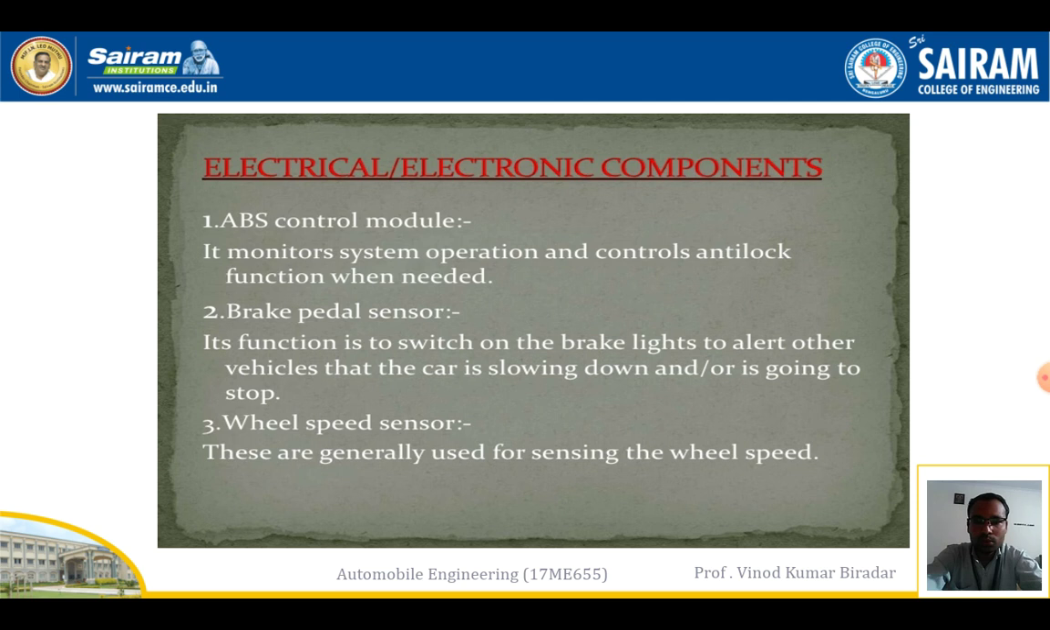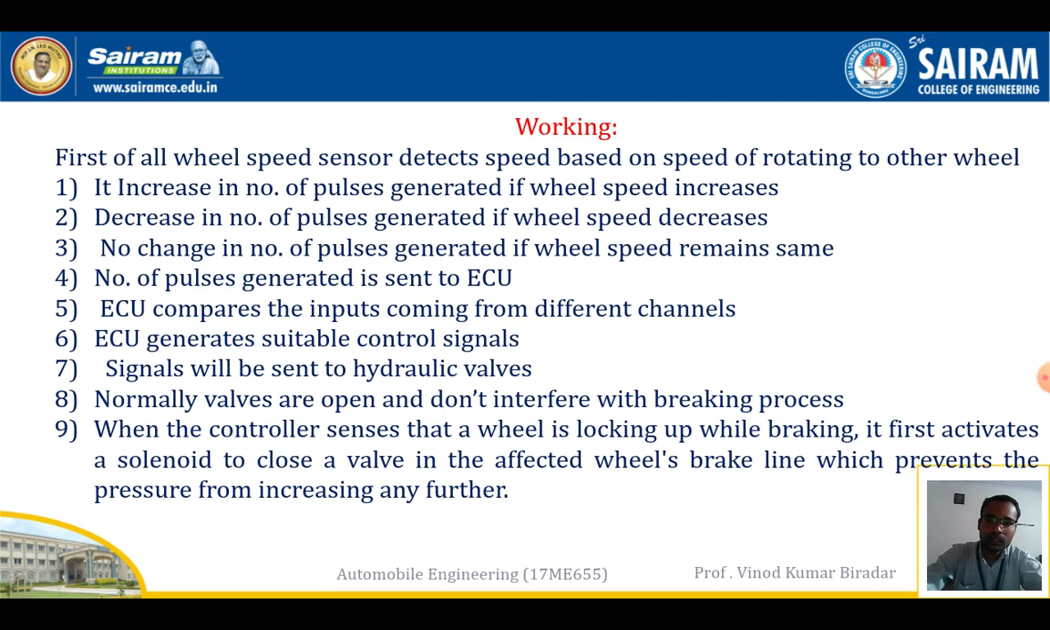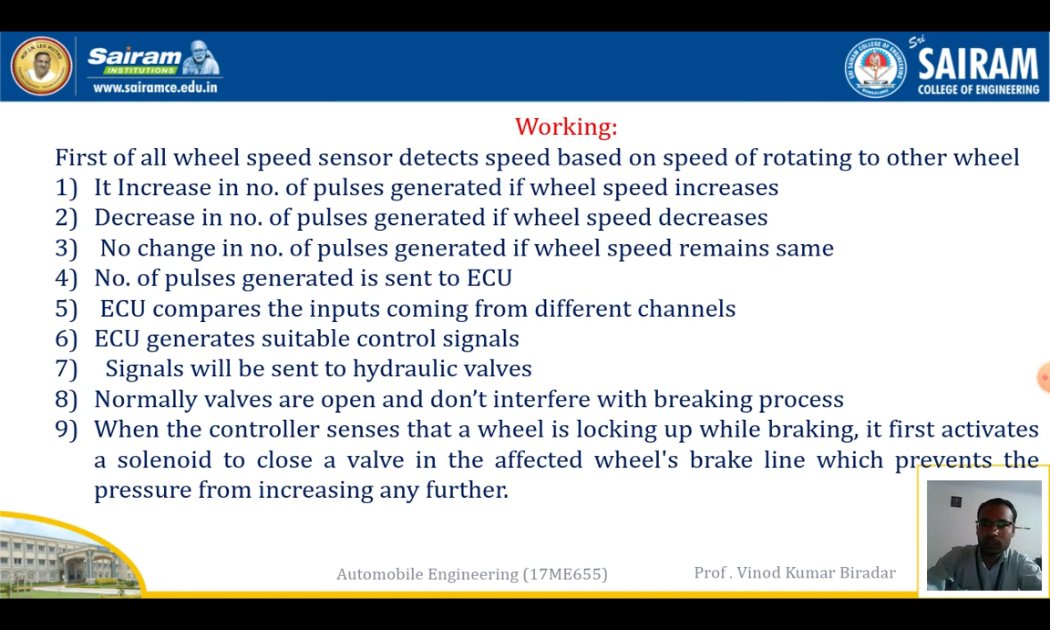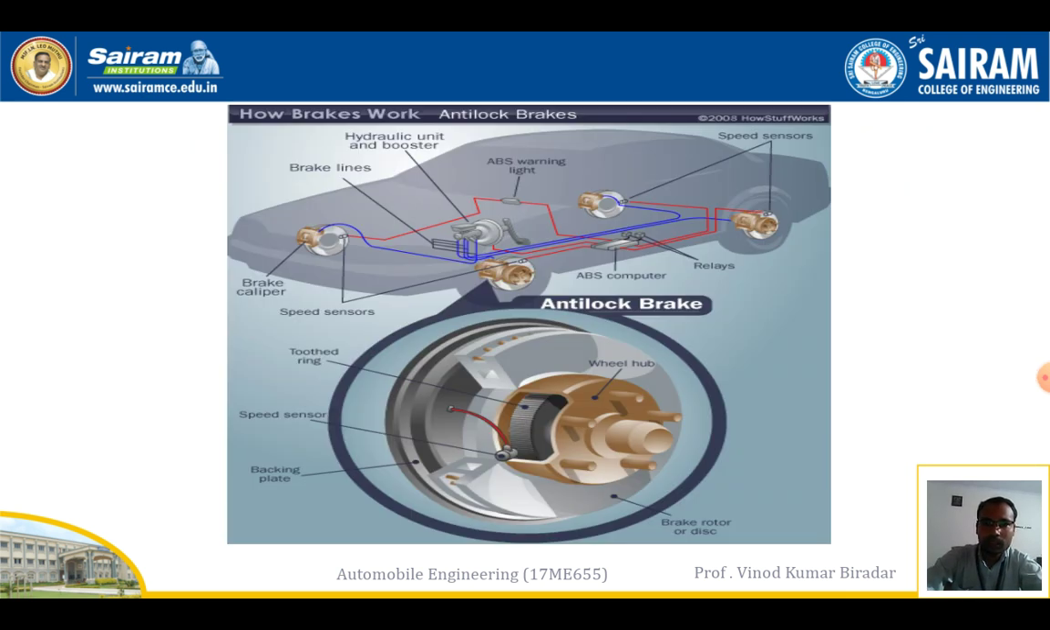They are generally used for sensing the wheel speed. I will explain the working in the diagram. There will be around 14 points, 1 to 14. This is the diagram for the anti-lock braking system. I have taken a 3D diagram in a car, and from that I will tell you the working of this anti-lock braking system.